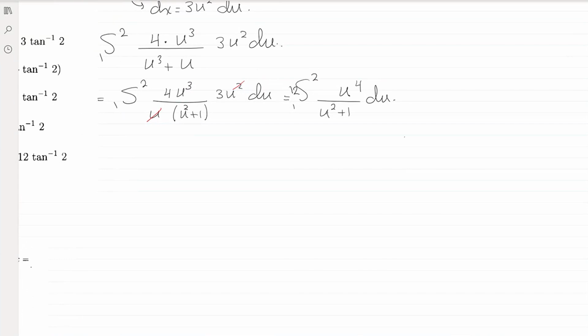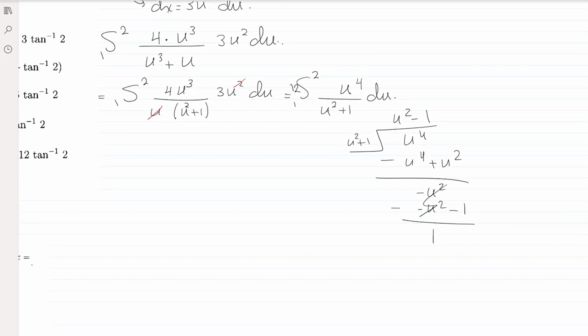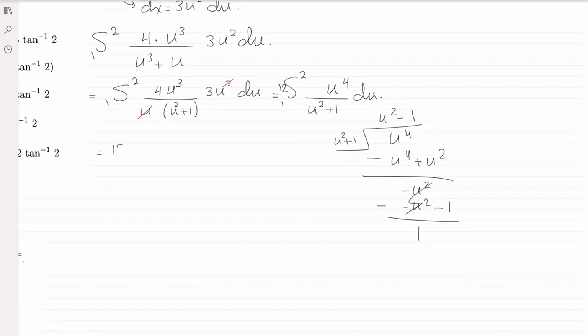And u^4 divided by u^2 + 1: u^2, u^4 plus u^2. If you subtract them from each other, you will have minus u^2, so minus 1, minus u^2, minus 1. Subtract that 1. So the question becomes 12 outside, the integral from 1 to 2 of u^2 minus 1 plus 1 over u^2 + 1. Or you can write it in the form 1 + u^2, just to look like what?